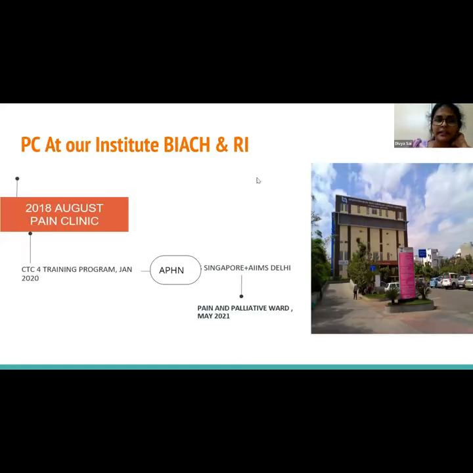So palliative care at our institution, we just started as a pain clinic in 2018, followed by a CTC training program for cancer. And now we are a CTC trained center, followed by a collaboration of APHN along with AIIMS Delhi. That is a collaboration workshop that has been conducted, and an exclusive palliative care ward was set up in May 2021.